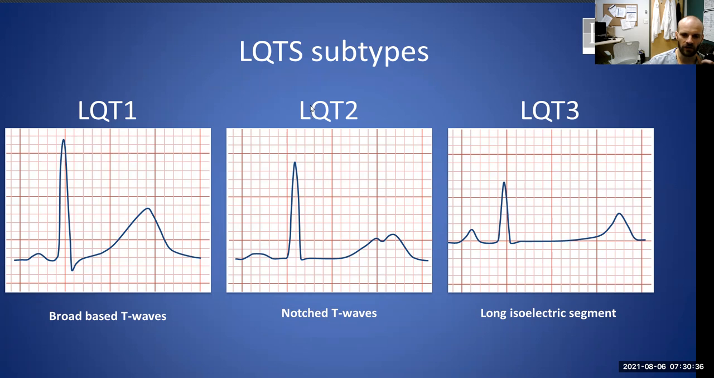On the other hand, for long QT2, the classical pattern is that you get notched T waves. Rather than it just being a straight up and down, we get a notch in the T wave here.